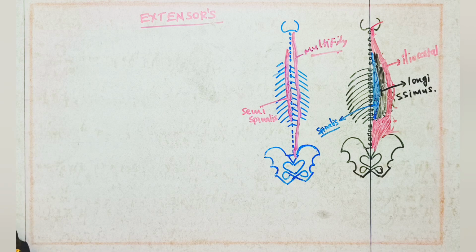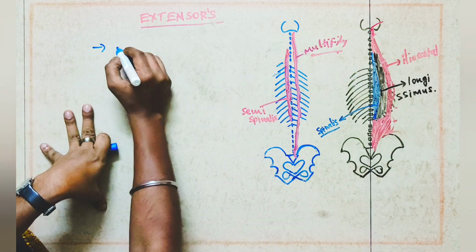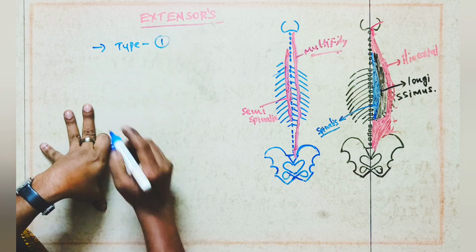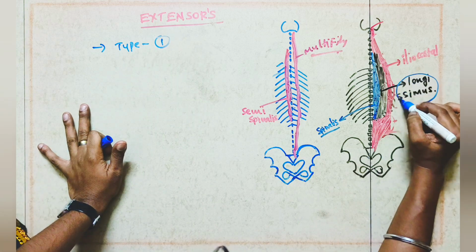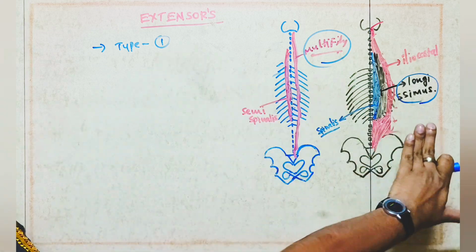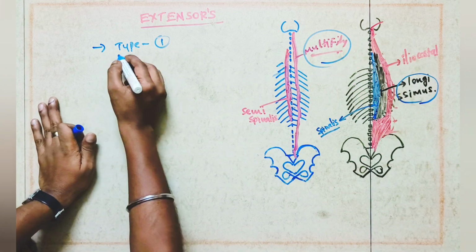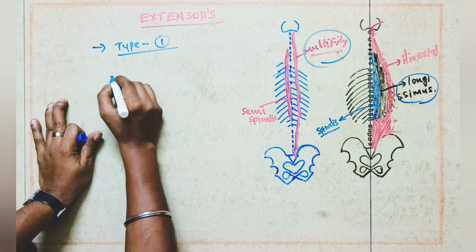And here is one special point. In these extensor group muscles, type 1 muscle fibers are present in the longissimus muscle and multifidus muscle. Type 1 muscle fibers are identified in the longissimus and multifidus muscle. What is the use of these type 1 muscle fibers? These type 1 muscle fibers are slow twitch muscle fibers.